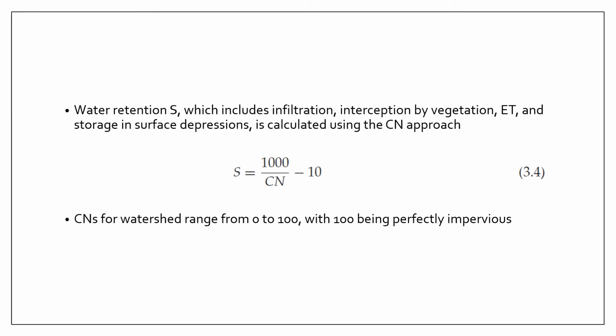And this number is given by S is equal to 1000 divided by your curve number minus 10. You can have different values of curve number for watersheds, and it ranges from 0 to 100, where 100 is perfectly impervious. You can imagine this as, for example, a surface that's covered by tarpaulin or by perfectly sealed asphalt or perfectly sealed concrete.